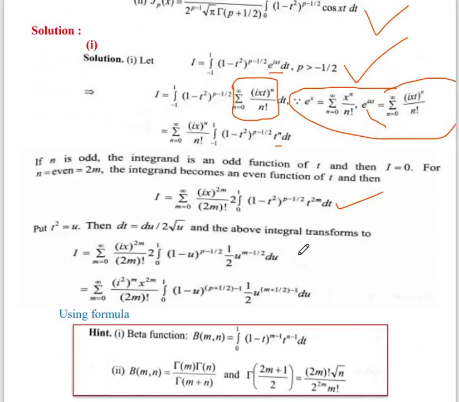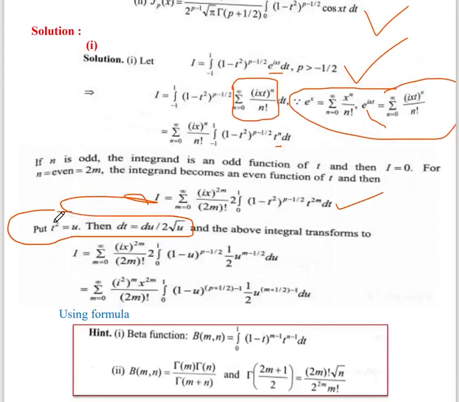Now to solve this integral we will put t square equal to u, then differentiating, dt equals du upon 2 root u. We put these values in the above integral, then the above integral can be written as summation m equal to 0 to infinity (i x) to the power 2m upon 2m factorial into 2, integral 0 to 1 (1 minus u) to the power p minus 1 by 2, 1 by 2, u raised to power m minus 1 by 2 du. So we will write in this way.